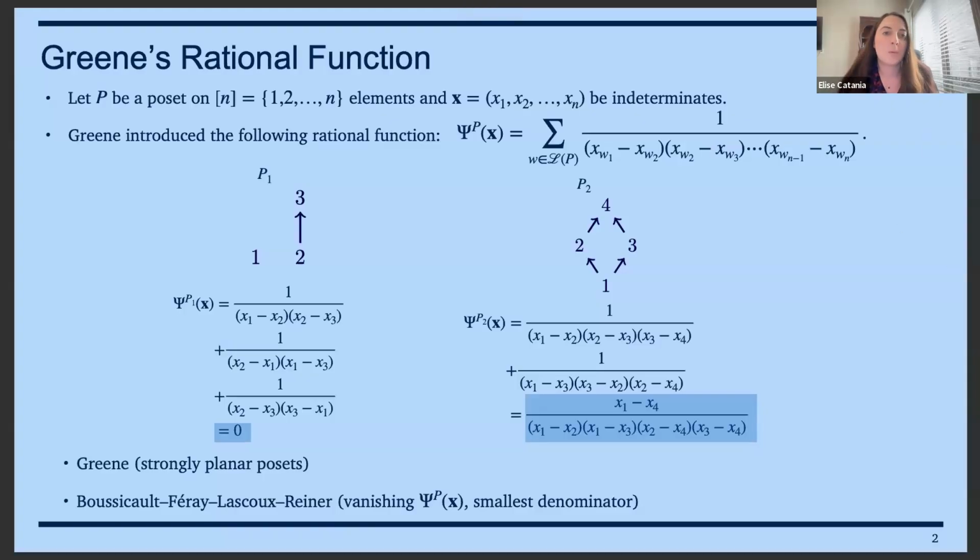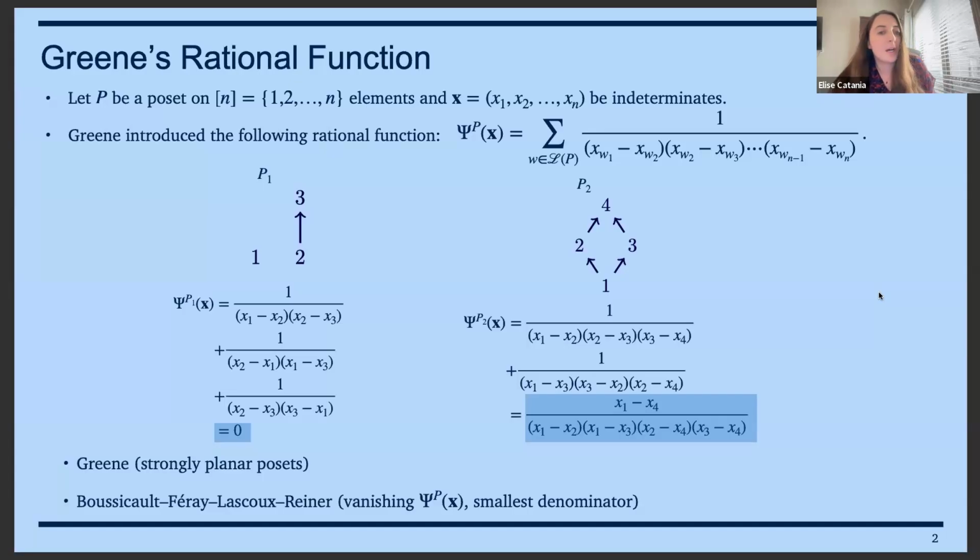Okay. So the posets that we'll be looking at are finite, and for each element that I have in my poset, I have a corresponding indeterminate. And in 1992, Curtis Green introduced this rational function in order to give a combinatorial proof of the Murnaghan-Nakayama formula. So what does this rational function look like? Well, we take a sum over the set of linear extensions of the poset, and for each linear extension we get a corresponding rational function that always has 1 in the numerator. And in the denominator, we get this product of linear factors where we just inch our way up our linear extension. So here I've included 2 examples of relatively small posets, and we can observe there's some nice simplification happening.